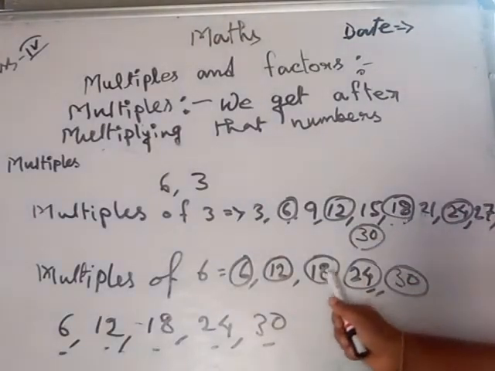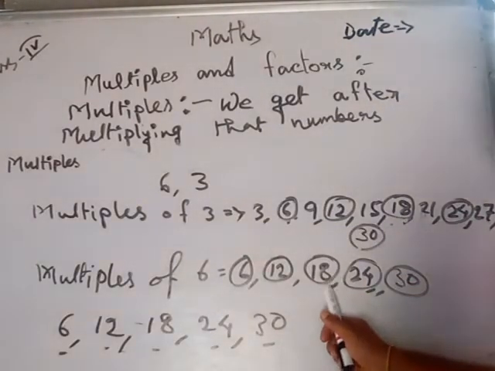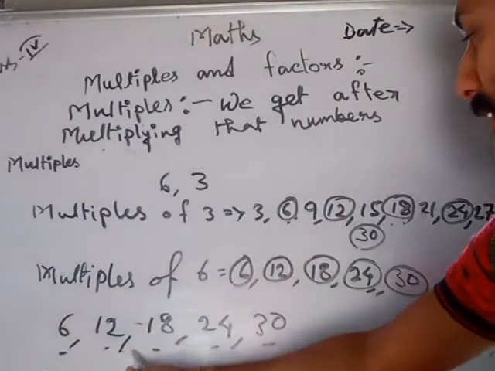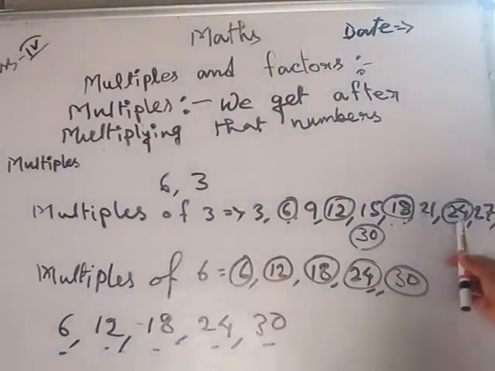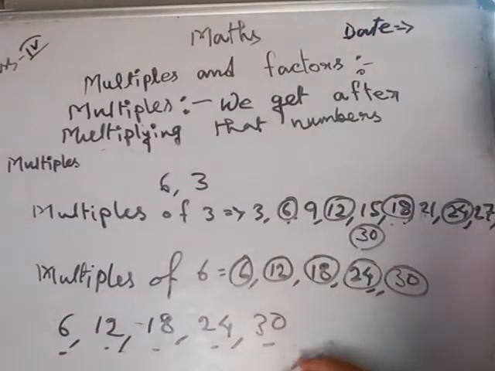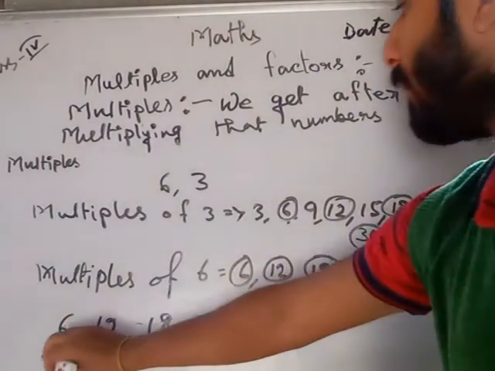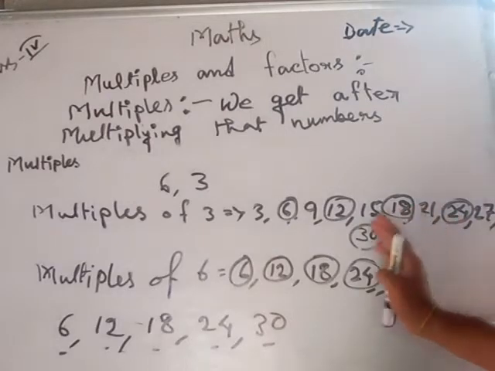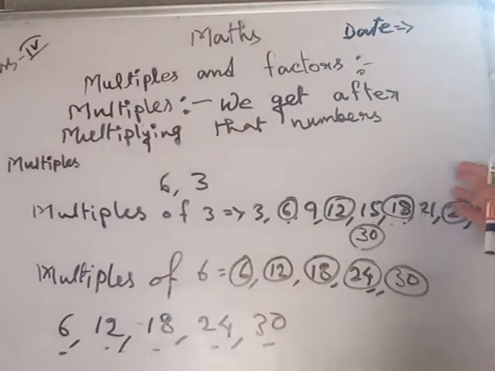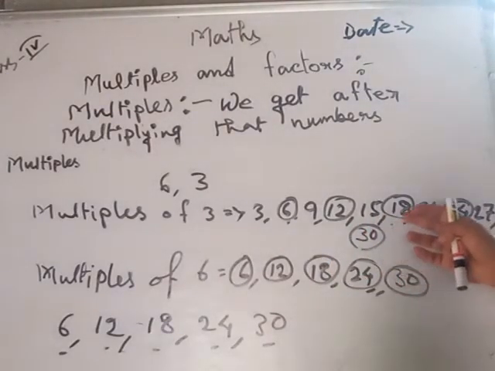18 is here, and a multiple of 6 from here also, so we should write 18. After that the 24 over here. After that the 30, so we should write 30 at last. If it fills up 5 multiples, then it is not necessary to write the next multiples of these numbers. Okay, if you need to, you should write once again the multiples of 3 and 6.